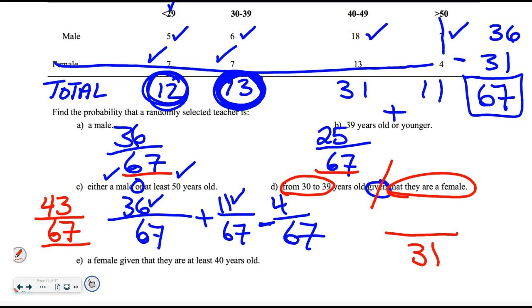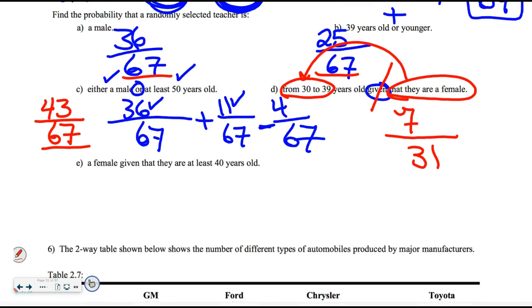How many women are 30 to 39 years old? Nope, because that includes the men too. They have to be a woman, right? And they have to be 30 to 39. Nope, because this includes the men. They have to be a woman. Oh, then 7. Yeah. You got to be careful because you assume they're a woman first, and then they have to be 30 to 39. So you might even want to think of that word given as and.